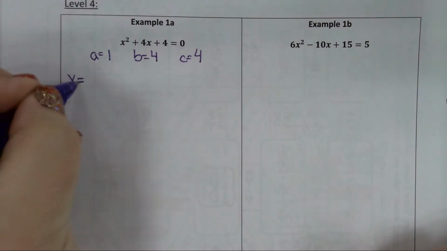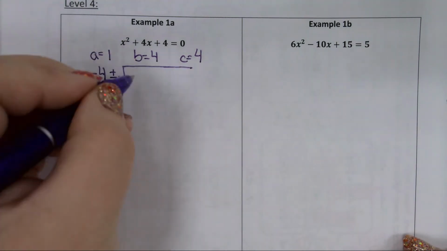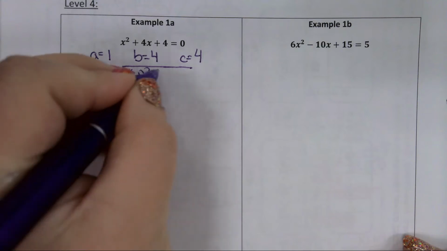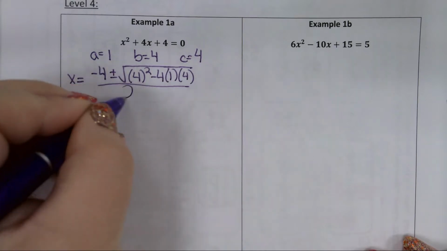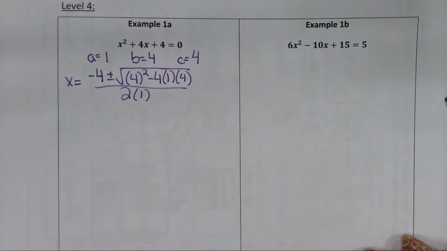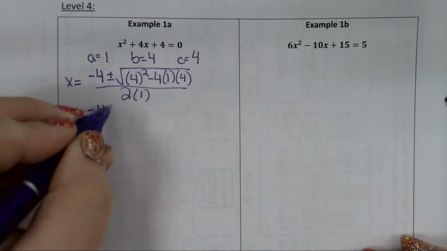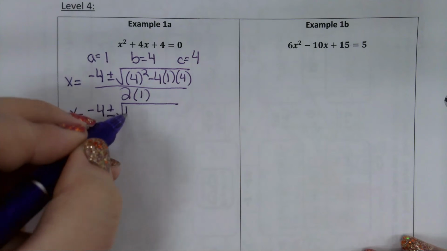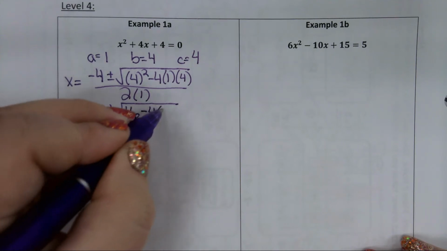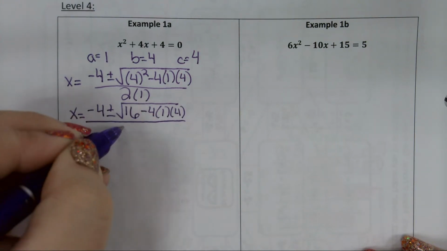X equals negative B plus or minus the square root of B squared minus 4AC, all over 2A. We do our B squared first. Everything else will get copied. So we have 16 minus 4 times 1 times 4, and then 2 times 1 in the bottom.